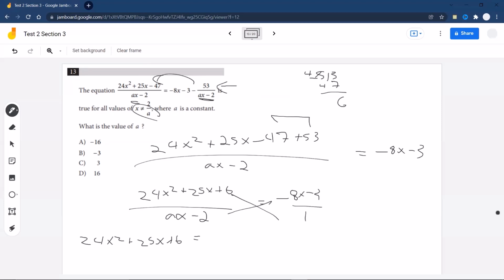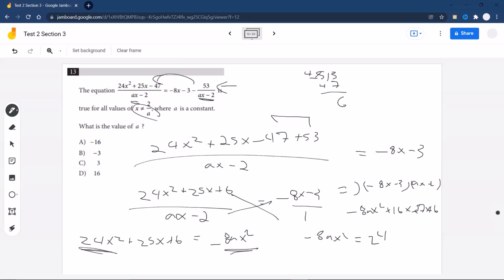So when I cross multiply, I'll get 24x squared plus 25x, since this is just times 1, plus 6 is equal to, I'm going to FOIL here, negative 8x minus 3, of course it's being multiplied by ax minus 2, we'll get negative 8ax squared plus 16x minus 27x plus 6. Really, the only thing I care about here is this negative 8ax squared, right? And the reason for that is, well, I can compare this to the only other term that has an x squared in it.